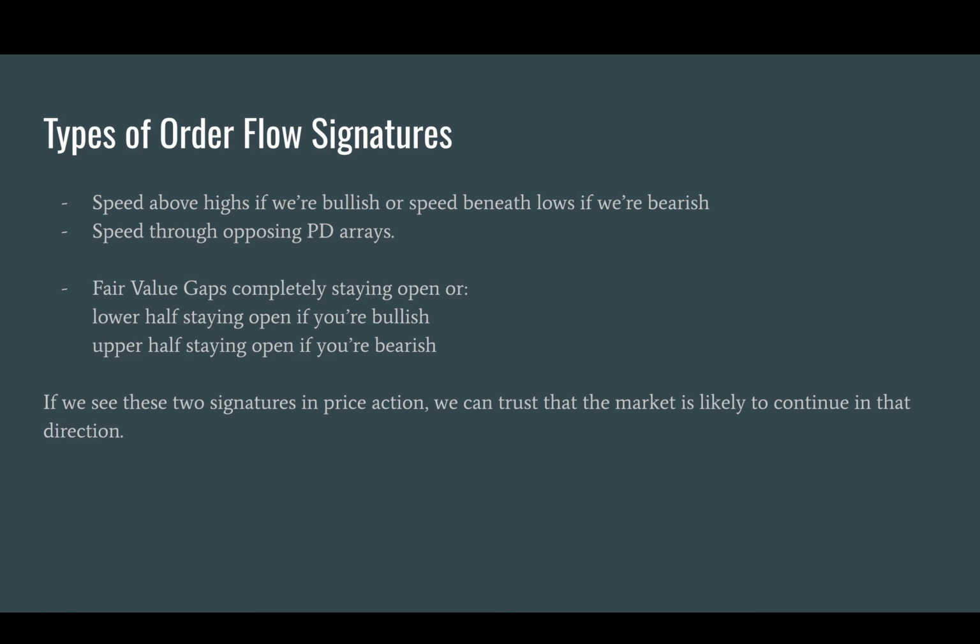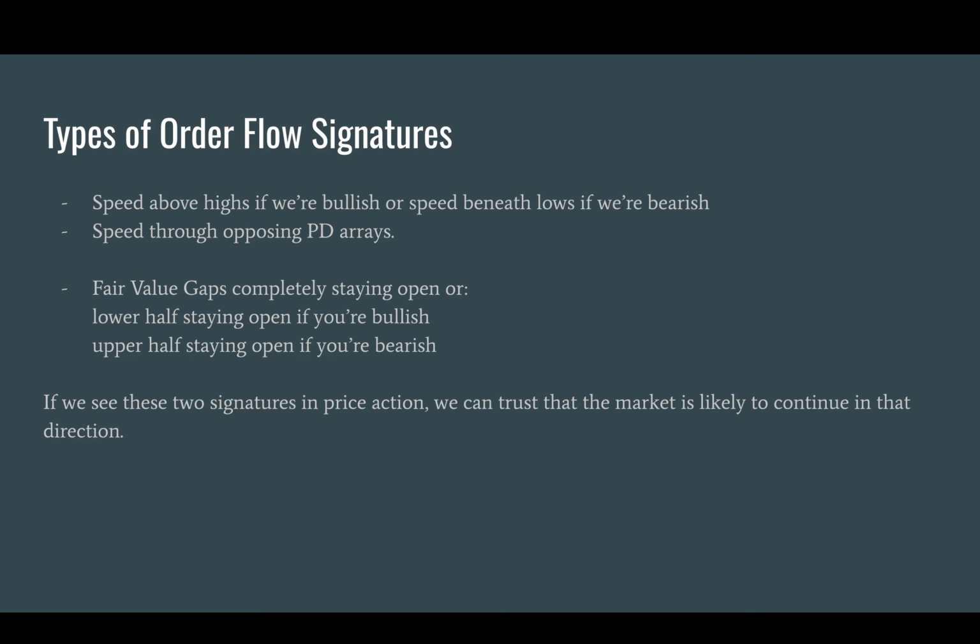Types of order flow signatures. There's two main types that I like to look for in my trading. If you watch my live streams or you're a frequent viewer of my YouTube channel, these are the main things that I look for when I'm in a trade. You'll hear me say this a lot. You want to see speed above highs if you're bullish, or speed beneath lows if you're bearish. You'll also want to see speed through opposing PD arrays, and I'll show examples of that in just a little bit.